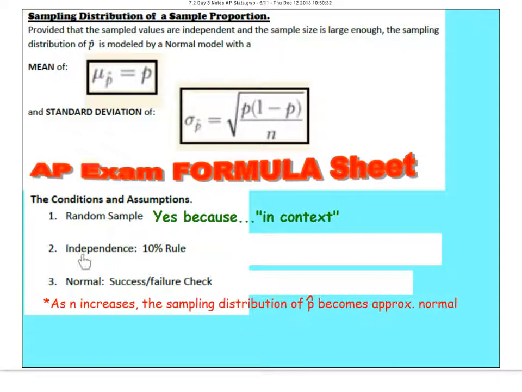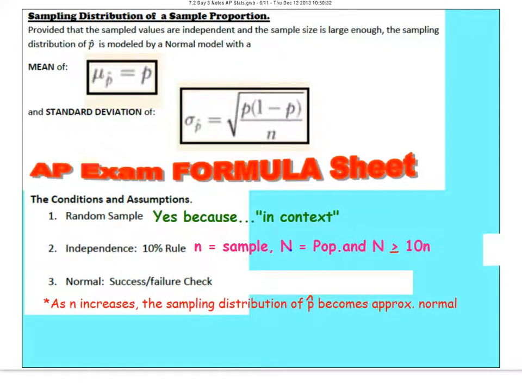Now, for the independence rule, you have to check the 10% condition. To prove independence, you show the 10% rule follows, and if it does, that allows you to actually compute the standard deviation. So remember the 10% rule: n is our sample size, capital N is the population. Is our population greater than or equal to 10 times the sample size? If it is, the independence rule is met.